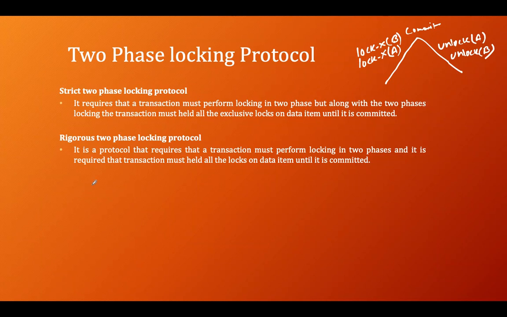Second type of lock is called regress two-phase locking protocol. It is a protocol that require that the transaction must perform locking in two phase, and it is required that transaction must hold all the lock on data item until it is committed. Now, the regress two-phase locking is not talking about exclusive lock. It is talking about lock.